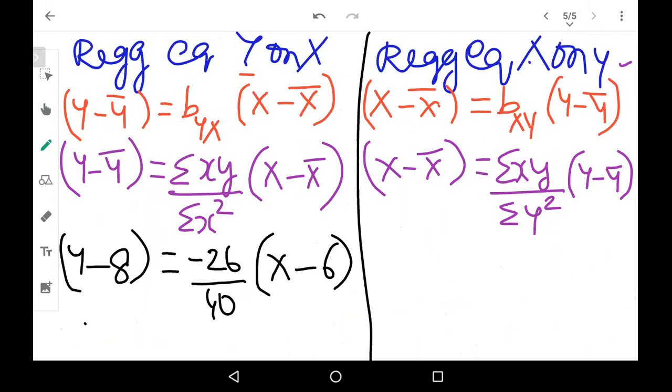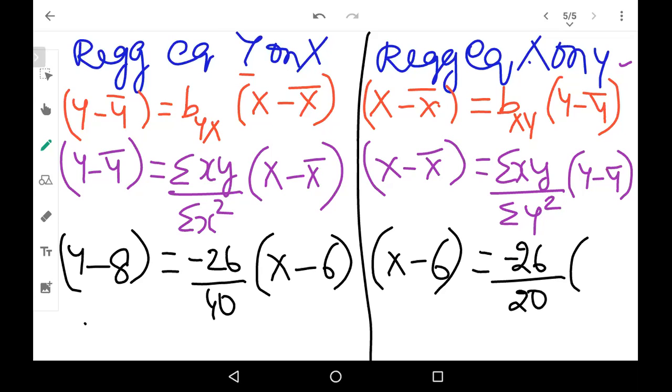Now similarly on the other side, x minus x bar is 6, sigma xy is minus 26, sigma y square is 20, y minus y bar is 8. Okay, understood? Now let us simplify this. Now how do we simplify this? First, we will divide these two numbers. Okay, find the value of minus 26 by 40.